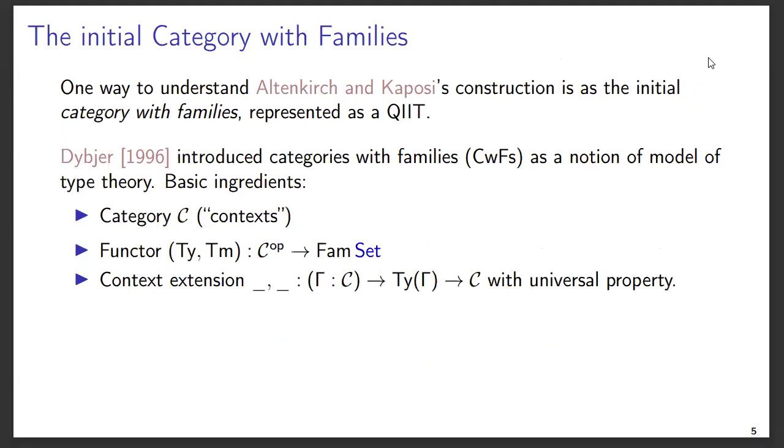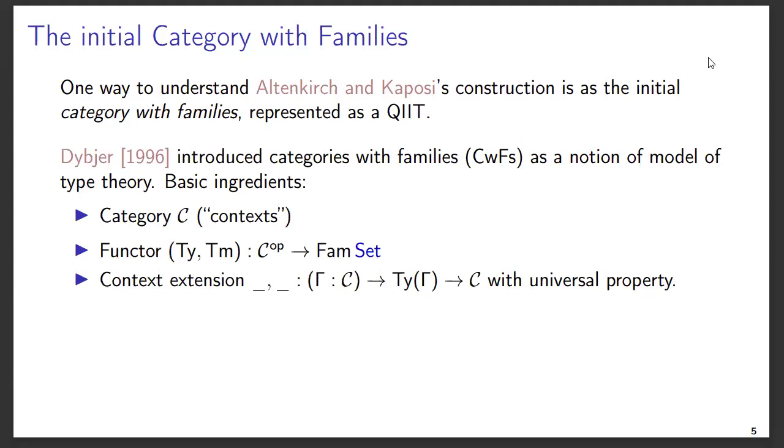So what are the ingredients? Well, we have a category, which we think of as the contexts, and the morphisms of this category we think of as the substitutions between different contexts. And then we have a functor into the category of families of sets. So this is the "with families" part. We have a category with families.